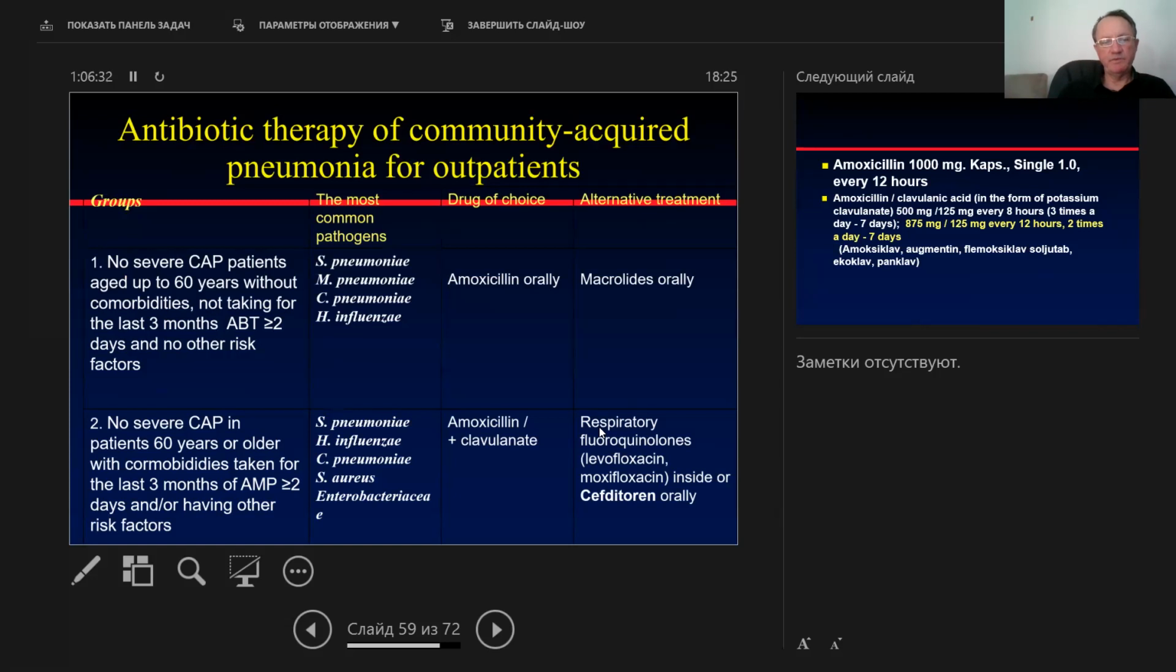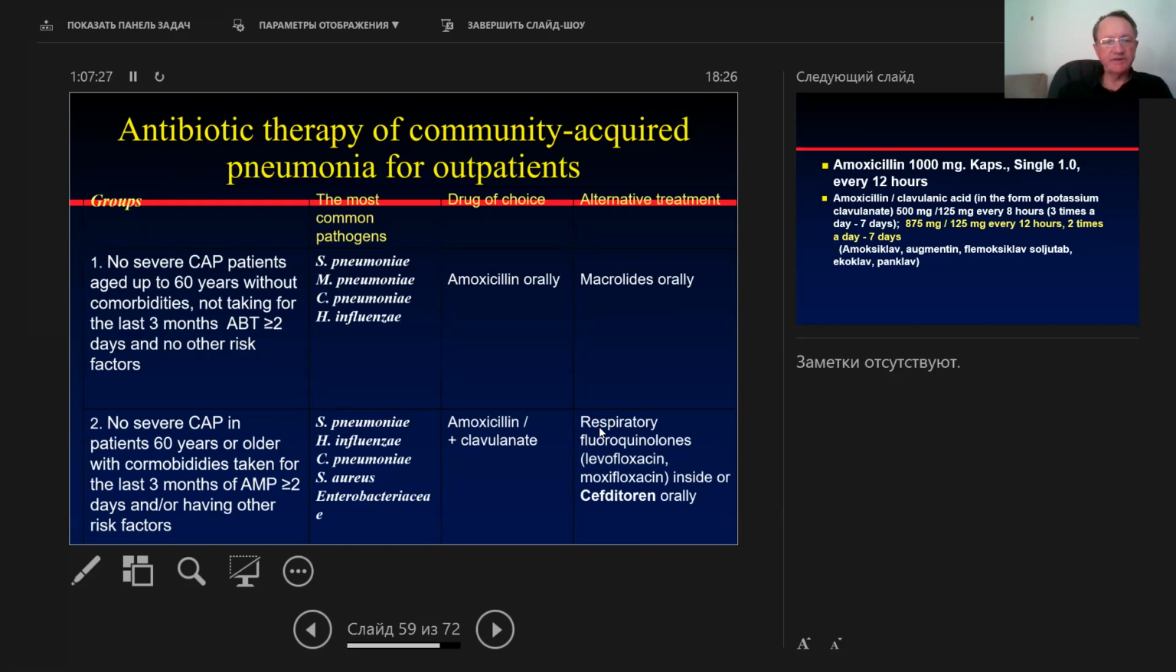But I said that we can treat patients with non-severe community-acquired pneumonia in an outpatient condition. We should separate patients into two clinical groups for treatment. The first group is non-severe CAP, aged up to 60 years, without comorbidities, not taking antibiotics in the last 3 months, for more than 2 days, and without other risk factors. The most common pathogens are pneumococcus, Mycoplasma pneumoniae, chlamydia, Haemophilus influenzae. We can recommend to these patients oral amoxicillin or a macrolide, according to the recommendation of the National Respiratory Society.